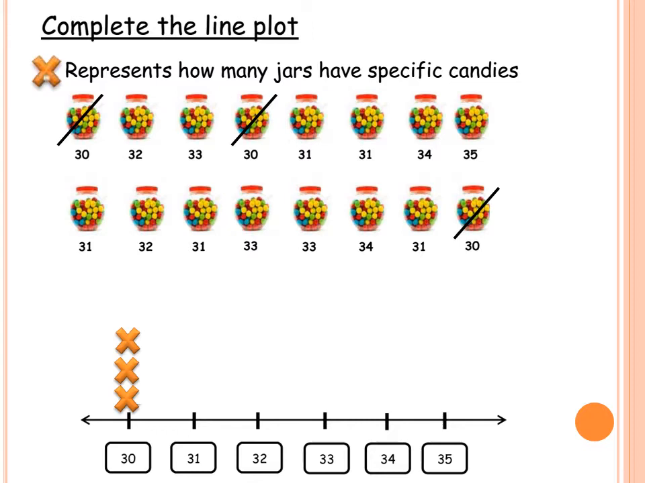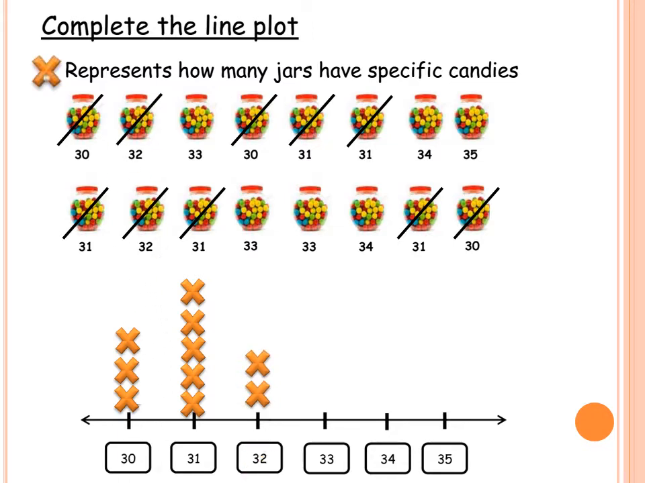How many jars has 31 candies? 1, 2, 3, 4, 5. So we have 5 X above 31. The next one is 32. Let's find how many jars has 32 candies. 1, 2. So we have only two jars have 32 candies.